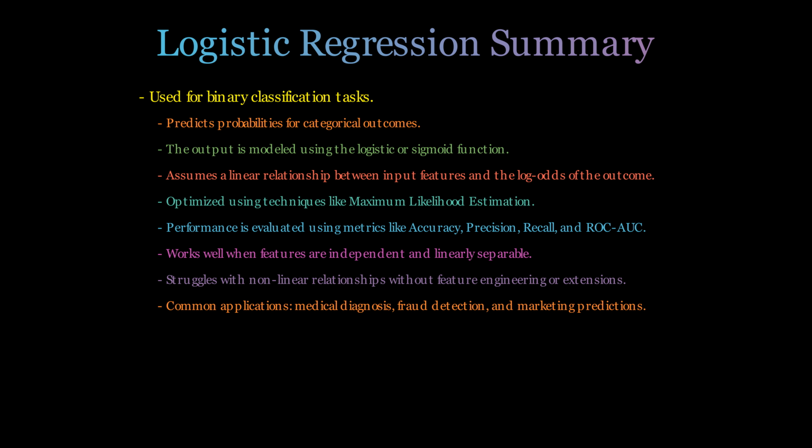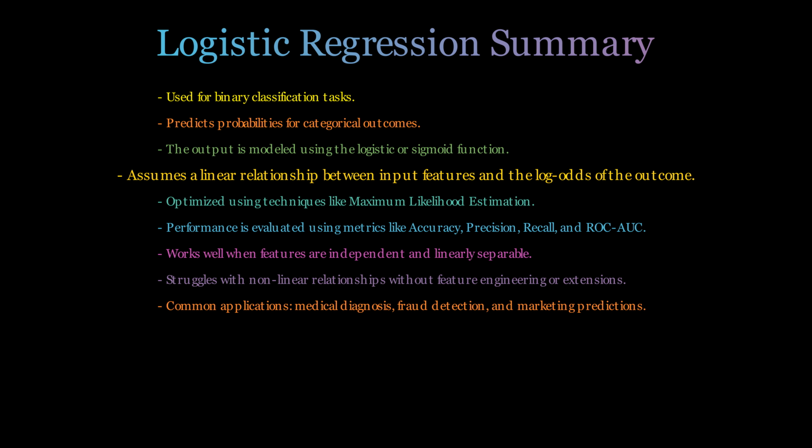Logistic regression is widely used for binary classification tasks, such as determining whether an email is spam or not. It predicts the probability of categorical outcomes, making it useful for probabilistic interpretations. The output is modeled using the logistic or sigmoid function, which maps predictions to values between 0 and 1. Logistic regression assumes a linear relationship between the input features and the log odds of the outcome.